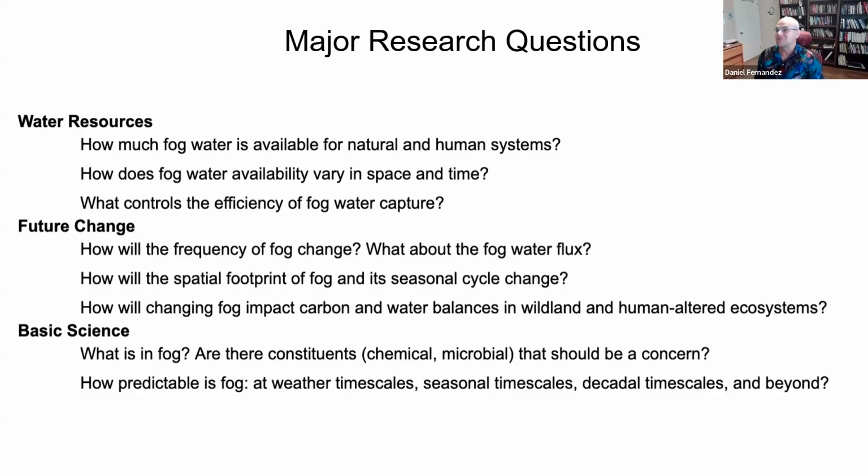So fog exists at multiple scales, from the micro, even at the droplet size, which we're talking microns, to hundreds of kilometers, where it can actually cover coastlines or not. So fog has a huge variability in scale, and that's something we're very interested in.